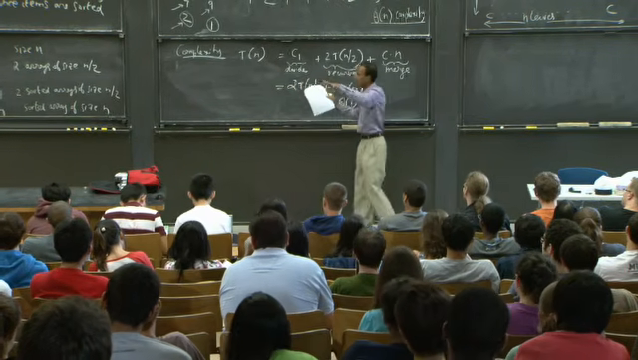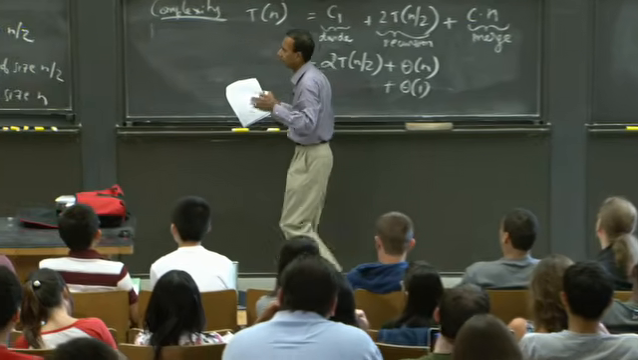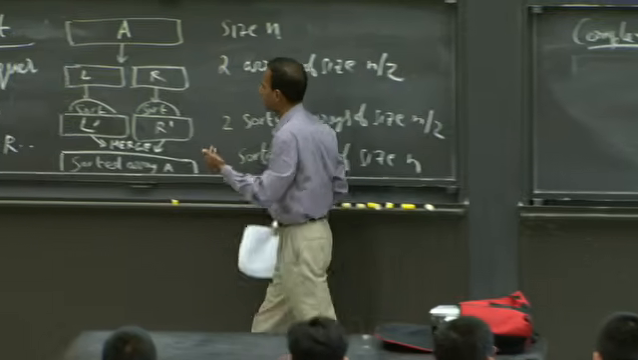Come to me after class. So that's a great answer. In-place sorting is something that has to do with auxiliary space.